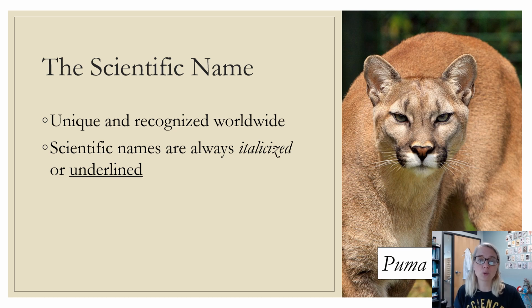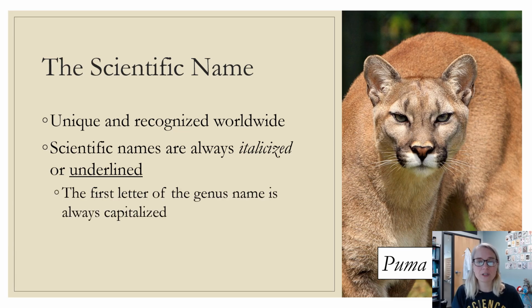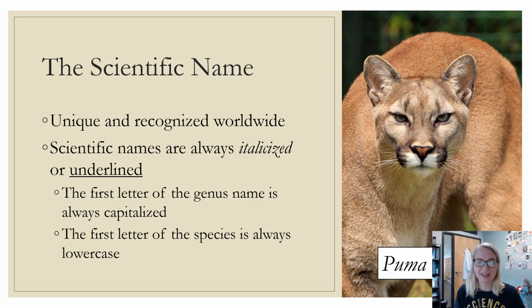We also have some rules for when you are seeing these written out in text, in books, manuals, or on the internet, or if you are writing them out yourself. The names are always either italicized or underlined, so they stand out from the regular font. The first letter of the genus name is always capitalized, like how we would capitalize our first name. So the P in Puma is capitalized. But the second name, the species name, is always lowercase. We do not capitalize the species.